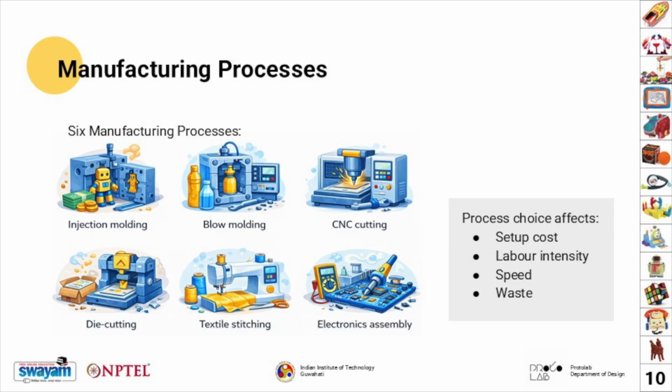Each process has setup time, scrap rate, labor requirement, and maintenance cost. Highly automated factories have higher overhead due to machine depreciation. So when you design a toy with integrated interlocking parts, you are increasing mold complexity, assembly time, and inspection stages. Manufacturing is not neutral, it is economically active.